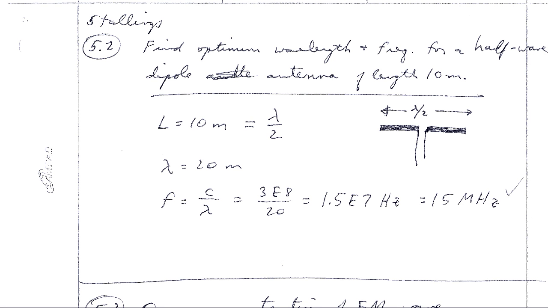Okay, in this video I'm going to show you the solution to problem 5.2 in Stallings. It says: find the optimum wavelength and frequency for a half-wave dipole antenna of length 10 meters.